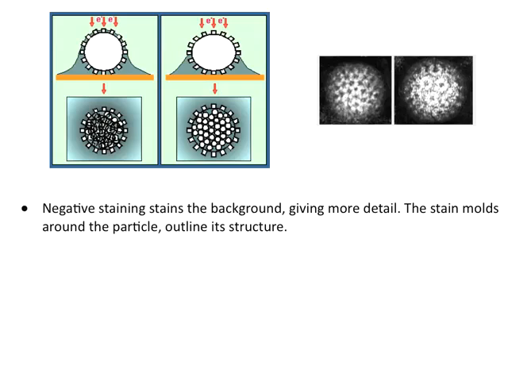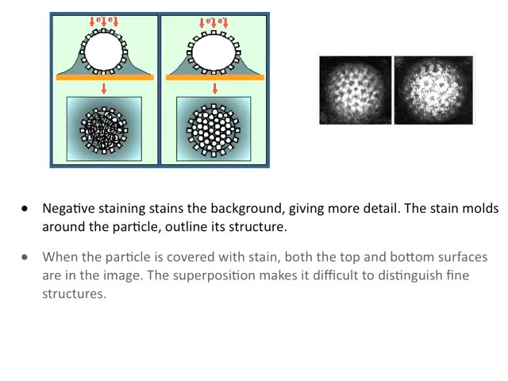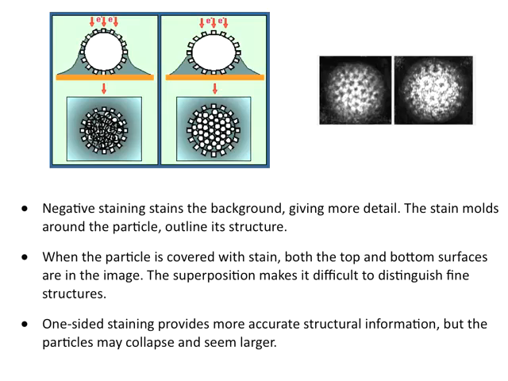So when you do this, you stain the background, which gives detail to the particle. So this stain is molding around the particle, and it's making an outline of the particle. But when you cover the particle with stain, you get both the top and the bottom at the same time of the particle, so you have a mixed image. And that is often making it difficult to distinguish fine structures. So typically what's done is to only bring the stain up about halfway, as shown here. You get only one part of the particle, and that gives you more accurate structural information.